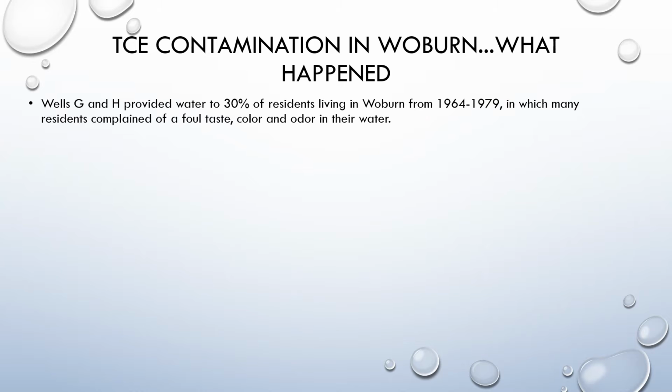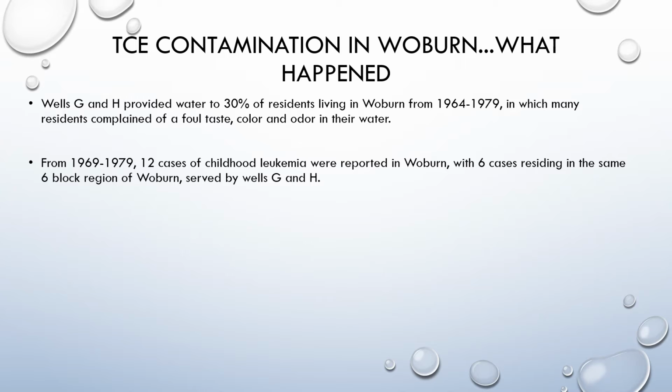So what happened in Woburn? In Woburn, wells G and H provided about 30% of the water supply for residents from 1964 to 1979. And during this time, many residents complained about the taste, the smell, and even the color of their water. But nothing was done. The water was deemed safe to consume at this time.